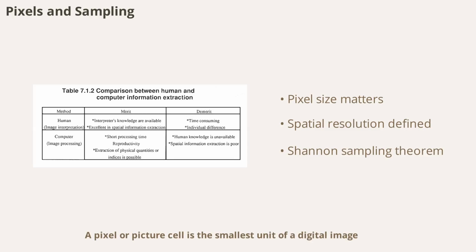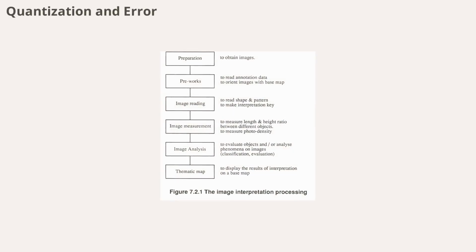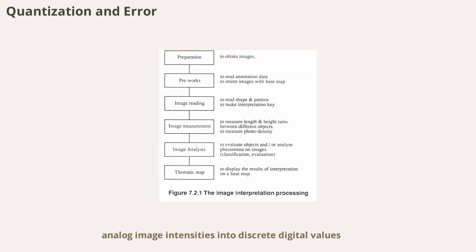Pixel, or picture cell, is the smallest unit of a digital image. Pixels are usually square for easy processing, but other shapes like triangles or hexagons can also be used. The size of each pixel, known as spatial resolution, determines the level of detail in the image. Smaller pixels provide more detail but increase data volume. Proper sampling is essential to ensure that important information is not lost, and the Shannon sampling theorem guides the optimal sampling frequency. Quantization is the process of converting analog image intensities into discrete digital values.